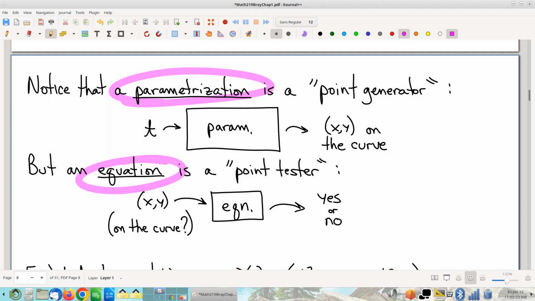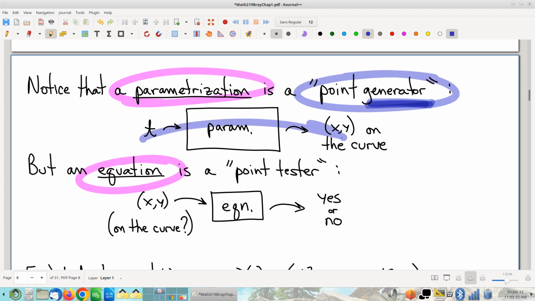So very importantly, parameterizations generate points. You give me a value of t, you plug into a parameterization, out comes a point on the curve. That's kind of a beautiful thing. It's pretty neat. It's one of the reasons that we really like parameterizations, or that we will later on in the course, is that I can plug in any value of t I want, and every single time what comes out is a point on the curve.